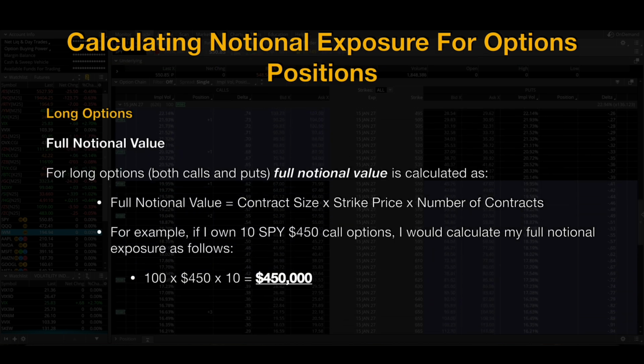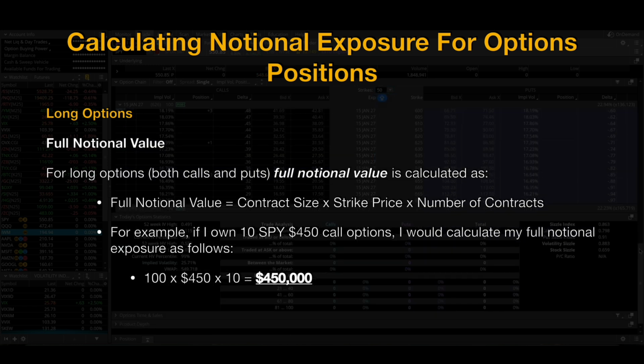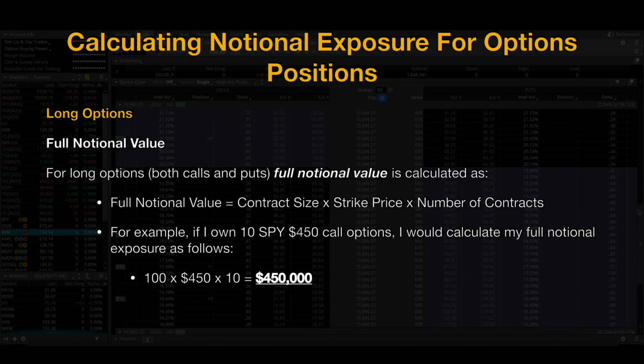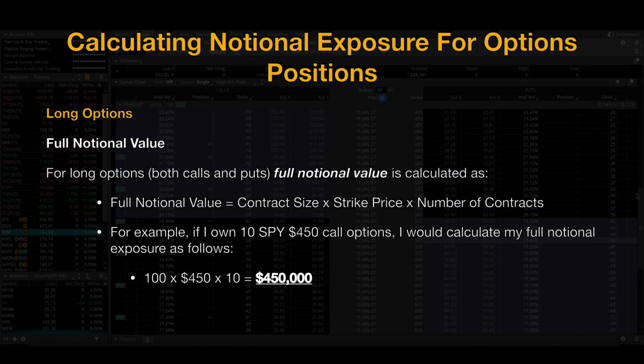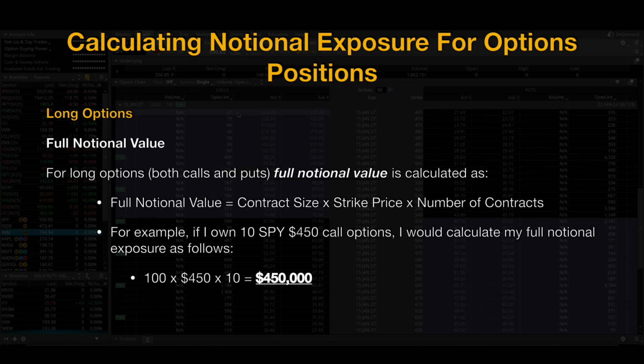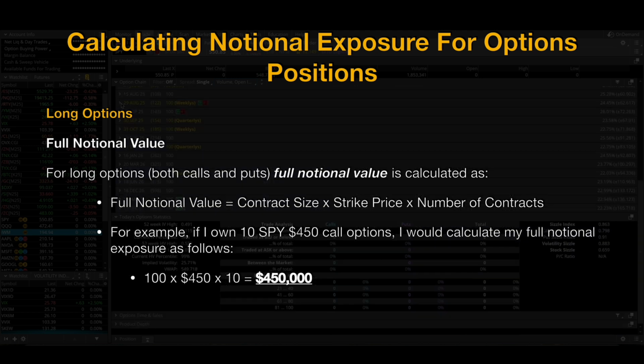Let's begin by talking about full notional value for long options. For long options, both calls and puts, full notional value is calculated by taking the contract size times the strike price times the number of contracts held. So for example, if I own 10 SPY 450 strike call options, I would calculate my full notional exposure as follows. The contract multiplier is 100 times the strike price of 450 times the number of contracts held, which in this case is 10. And this would give me a full notional value of $450,000 on that one position.